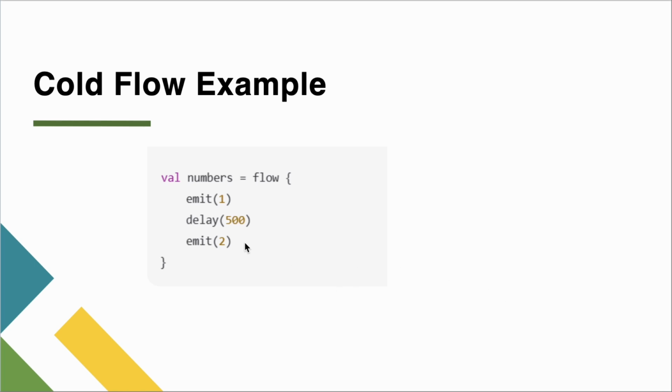Which means if there is an emission of numbers from 1 to 100 and there are different collectors to collect it, the theory says that each of the collectors will receive the entire list of numbers emitted from 1 until 100. They won't miss any numbers in the cold flow. That is what the cold flow is meant for.